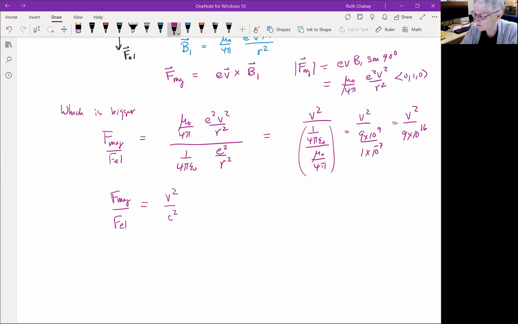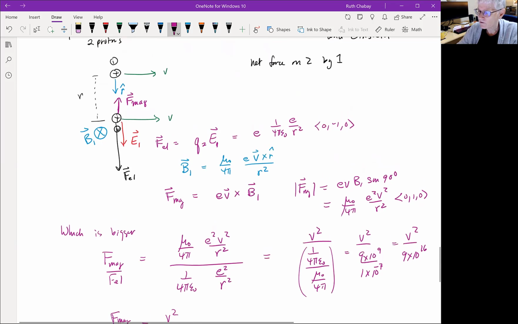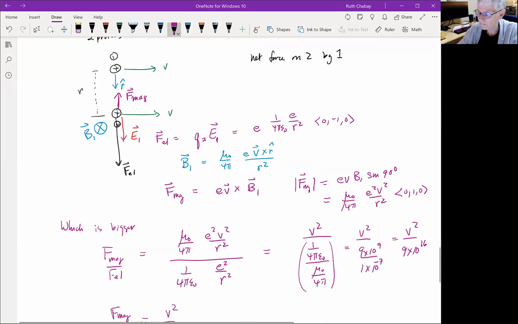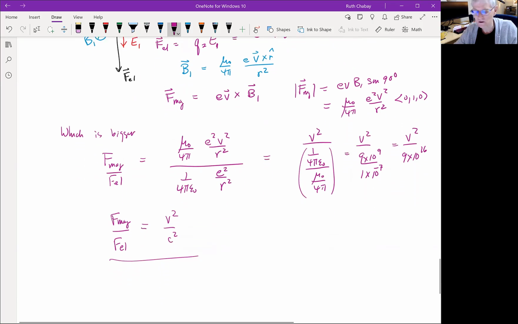And that's actually a pretty interesting number because that is V squared over the speed of light squared. Now, where did the speed of light get in here? That's actually fairly interesting. So the magnetic force is going to be smaller, but as the speed approaches the speed of light, then the magnetic force can approach the electric force in this situation.